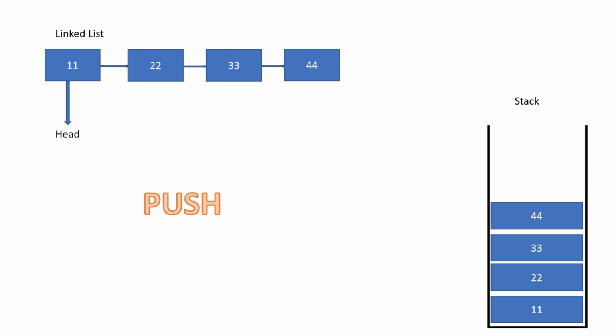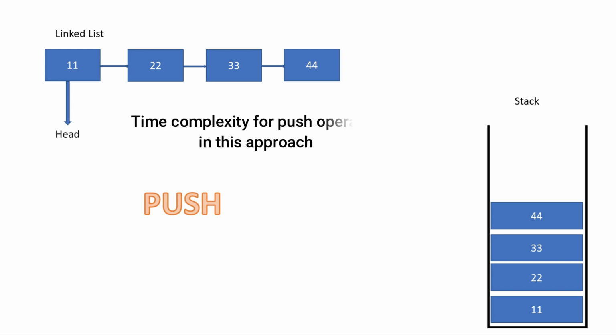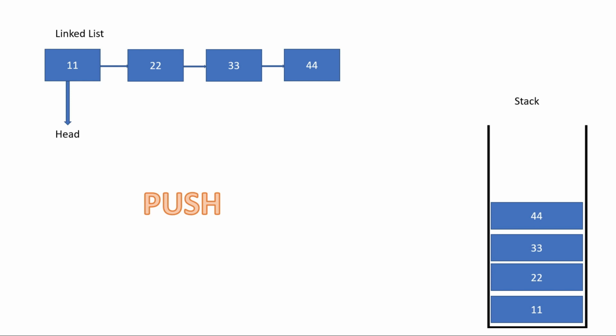That means for this push operation the time complexity is O(n), because I am traversing the whole linked list, then finding the position, and then pushing something there. So if I am taking the normal approach, it is clear that if I am pushing something in the stack and representing the same thing in a linked list, it takes O(n) time, because from the head we are traversing the whole linked list, finding the position, then adding it. That way 55 also I added, and it goes on like this.